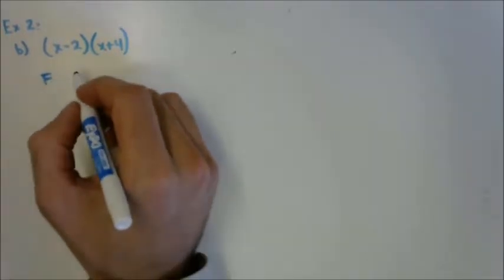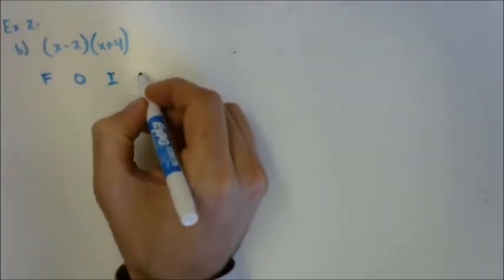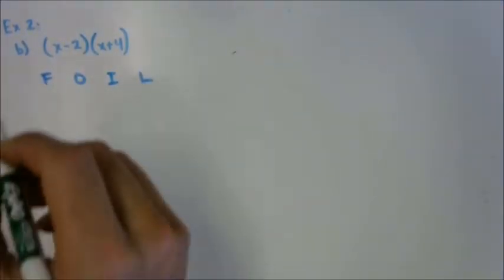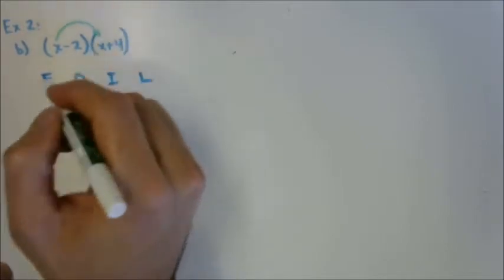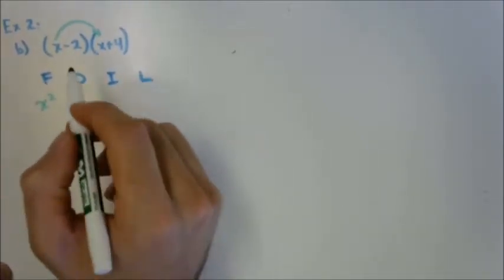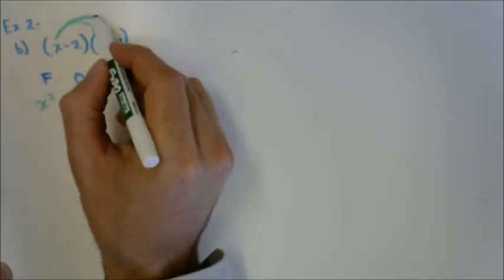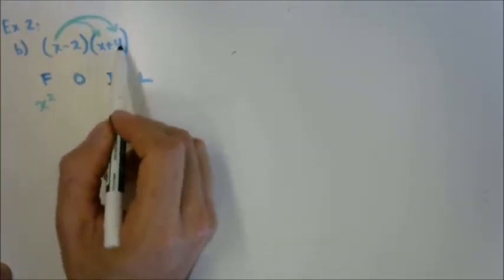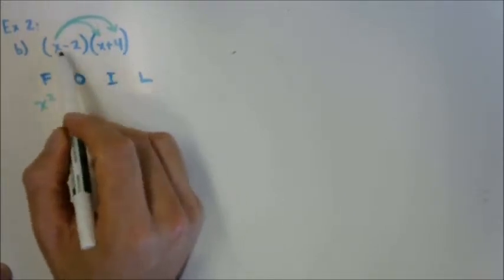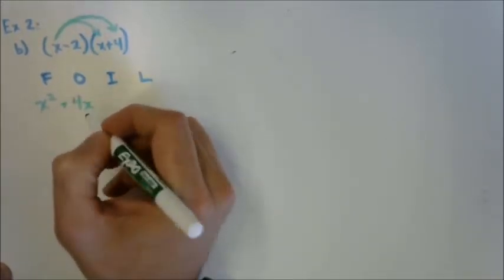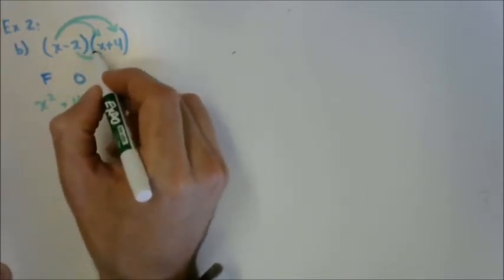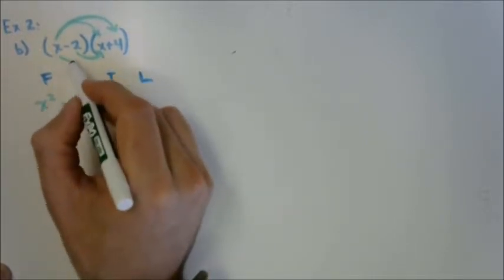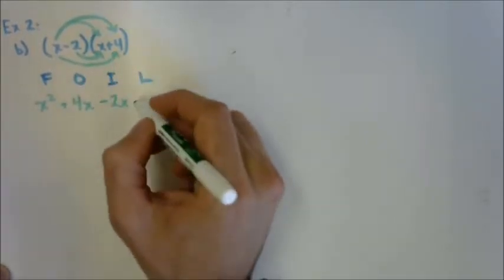So sometimes if I'm just getting used to doing it, I will write FOIL so that I make sure I account for all of the terms that I need. First times first means x times x, which is x squared. Outside times outside. And you can see by those arrows that this x has now been multiplied by both of the terms in the second bracket. So x times 4 is 4x. Now we have inside times inside. That's negative 2x. And last times last.